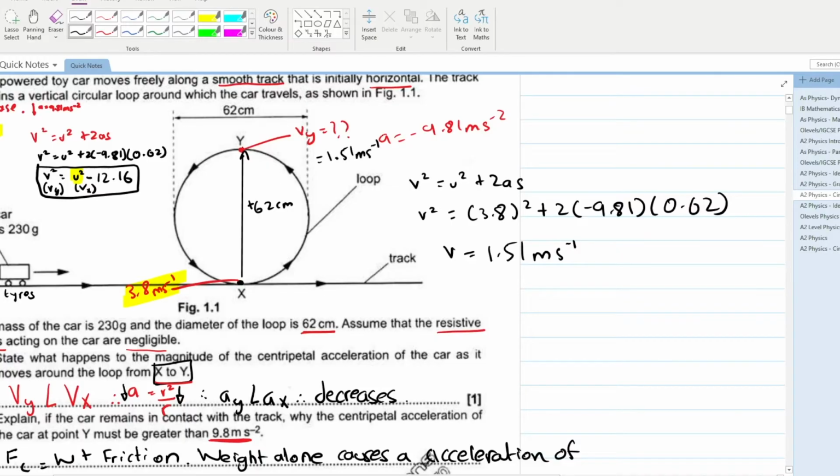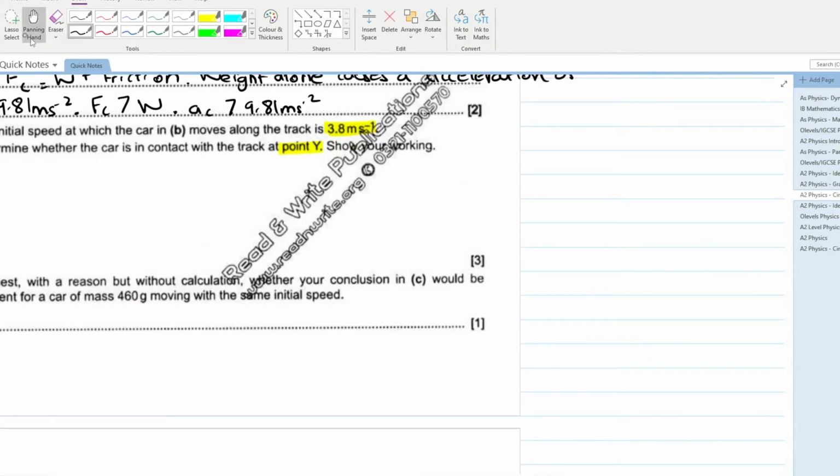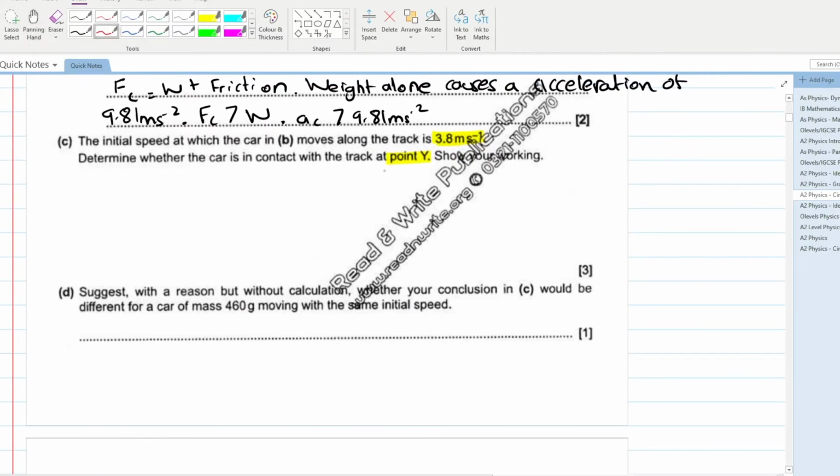But we didn't have to calculate the velocity. We had to tell whether the car will remain in contact at point y or not. So for that, the centripetal acceleration must be greater than 9.81 ms-2 at point y. Let's calculate the centripetal acceleration: v square divided by r. v is 1.51 squared. What is r? 0.32. Let's calculate it. Divided by 0.32, this comes out to be 7.11. The centripetal acceleration comes out to be 7.11 ms-2.